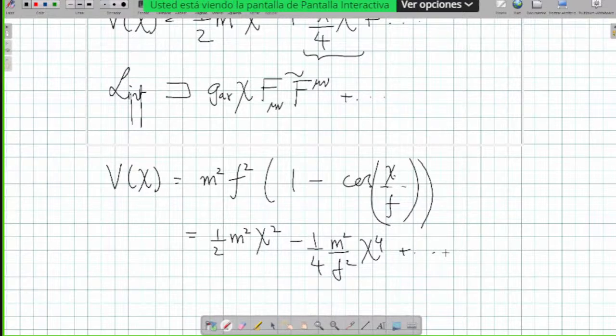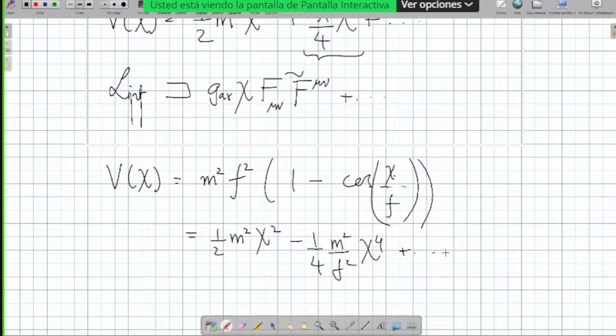What are these numbers? Typically, this mass m is much smaller than an electron volt, whereas the scale f that appears is much larger than 10 to the 10 GeV. So this ratio m over f is a tiny, tiny number. It's a really tiny number.